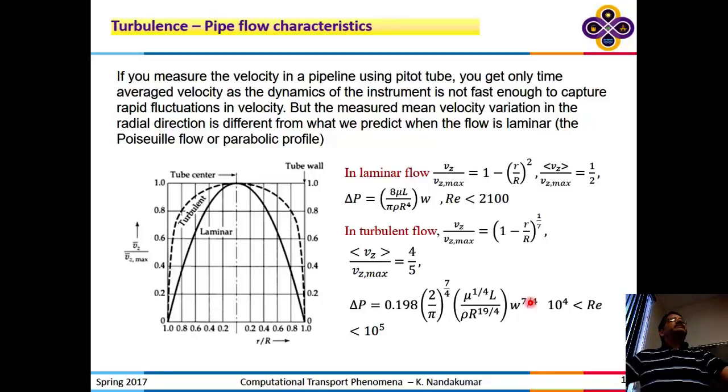So a lot of empiricism is introduced into understanding turbulent flow because it is so complicated to try to solve this directly. And DNS, which is an attempt to solve this directly, has met with limited success so far.